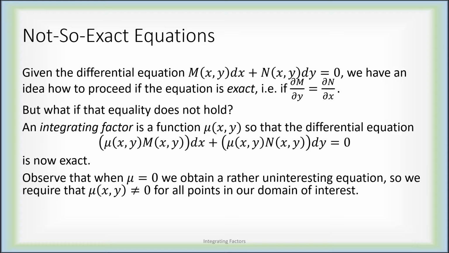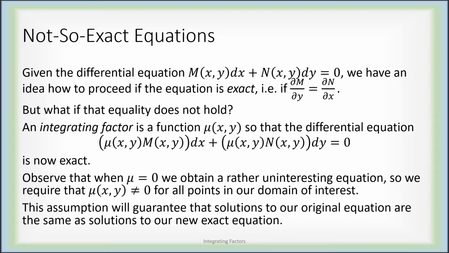Now when mu is 0, you get a pretty uninteresting equation. You'll get 0 equals 0. So we do require that mu of x,y is non-zero everywhere in our domain. Assuming that mu of x,y is never 0 will actually guarantee that solutions to the original equation are the same as solutions to the new one. In other words, if I find an M and an N that solve this, it will also solve the one we began with up here, because you can divide both sides by mu of x,y because mu of x,y is never 0. So we do require that mu of x,y never be 0, not just is sometimes non-zero. It must never be 0 in order for this following technique to work out.